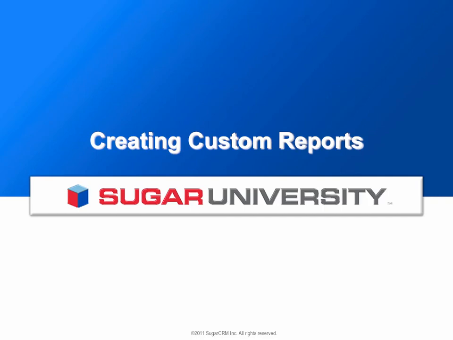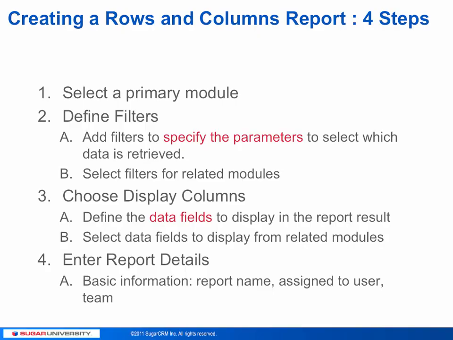Now let's create some custom reports. First, we'll create a rows and columns report, which can be done in 4 steps. In the first step, we'll select the primary module we want to report on. We will be able to pull data into the report from the primary module we choose, as well as any other related module.